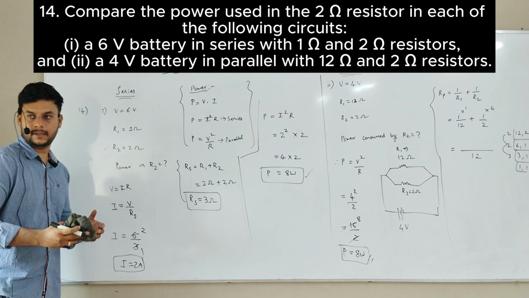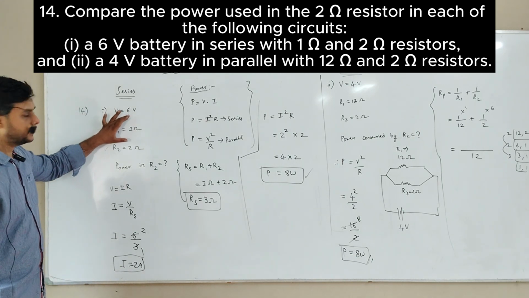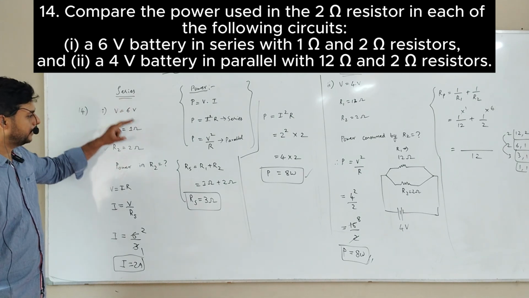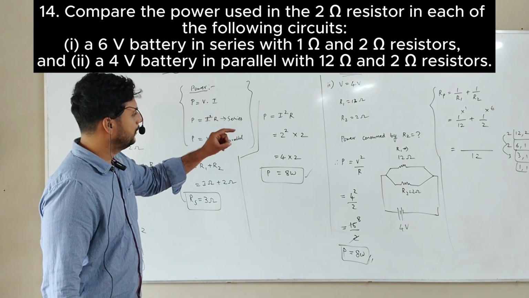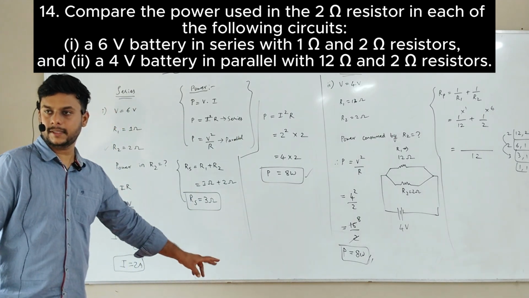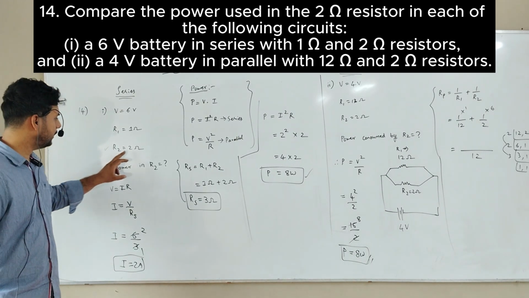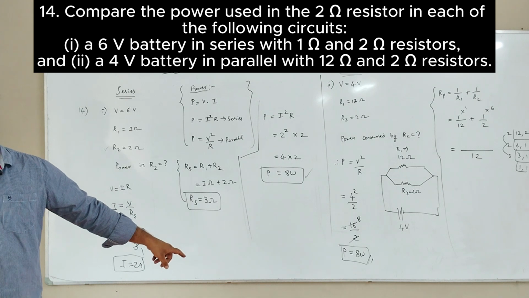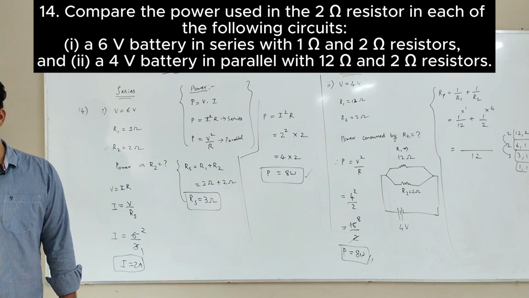Conclusion. So here voltage was 6 volt. Resistance was 2 ohm. It was in series. We got 8 watt power. There voltage was 4 volt. Resistance was 2 ohm. But in parallel we got 8 watt. So in series and parallel, whatever voltages can differ, and the resistance can differ, but we might end up getting the same power. Same 8 watt power. So that's the main thing.